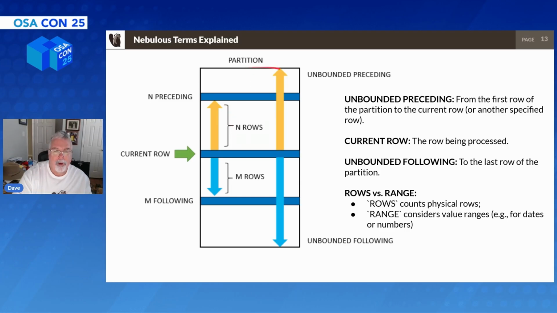And then you have unbounded preceding, which is the beginning of the partition of the data that you have, and unbounded following, which is the end of the partition. This is the toughest concept in all of window functions. If you remember that you have the current row, you can go back X number of rows, or in this case, N or M, or you can go through the entire partition from the beginning to the end.